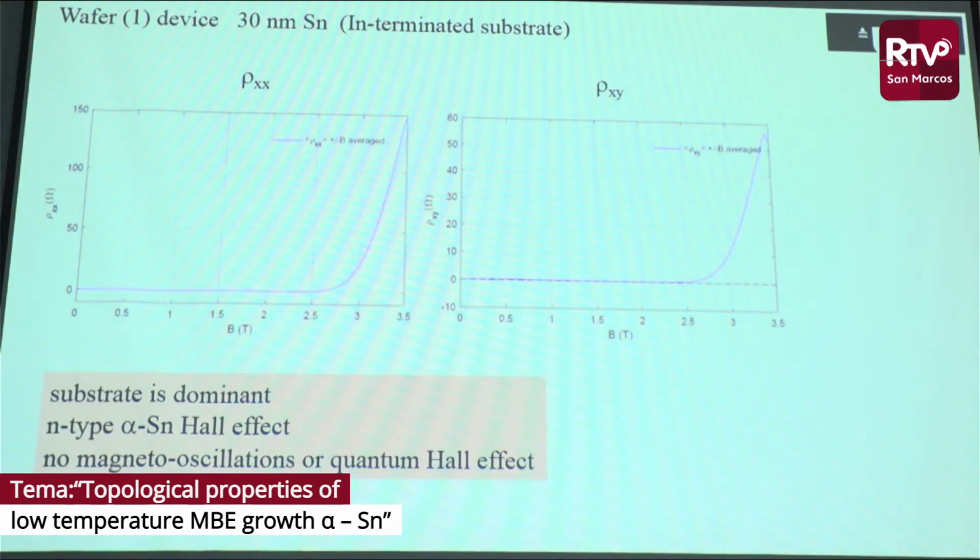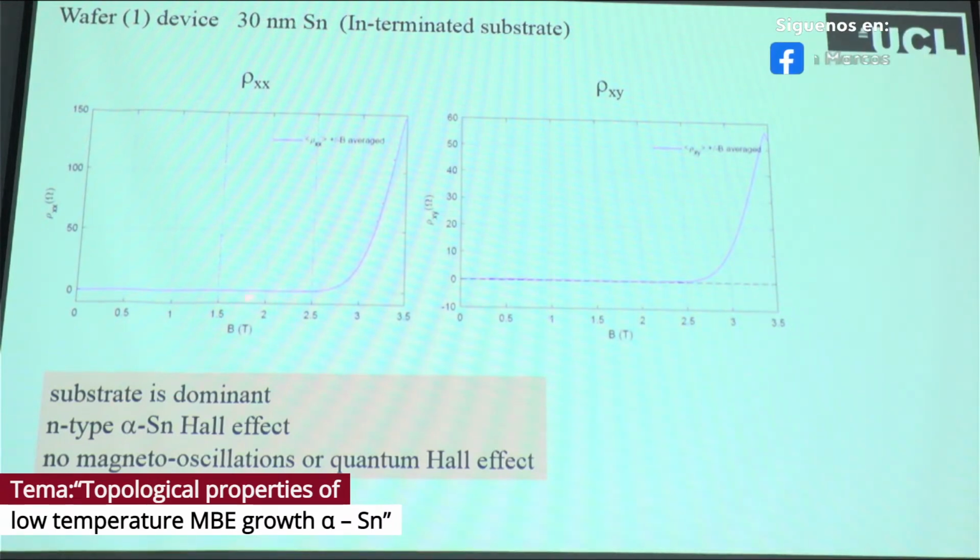The first data from tin, this is rho XX, this is wafer 1, the indium terminated substrate, and after measuring the devices, we know there are big differences. It seems like how the chemical potential is pinned at the substrate interface really determines what you get. The substrate is dominant, so this is the tin in parallel with the substrate. It's not very interesting. It's freezing out. There's no Hall effect. I think this is still the Hall effect from the substrate that's freezing out. So really there's not much to report on this particular wafer. Okay, I'll just move on to the next one.